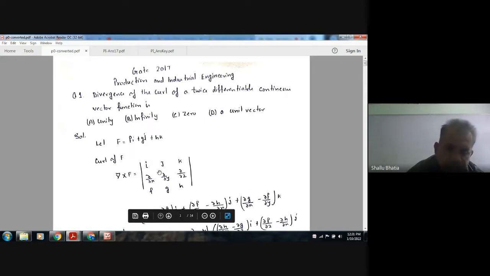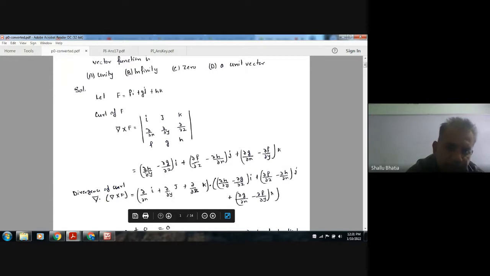Which is (∂h/∂y − ∂g/∂z) i, minus (∂h/∂x − ∂f/∂z) j, plus (∂g/∂x − ∂f/∂y) k. So if we solve this matrix with i, j, k, ∂/∂x, ∂/∂y, ∂/∂z, and f, g, h, we get this. Now we can see that this component is not a function of x. Here there is no x. Only y and z are there, and here there is no y, and here there is no z.